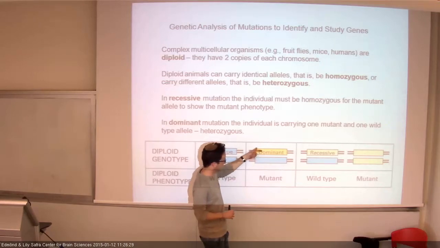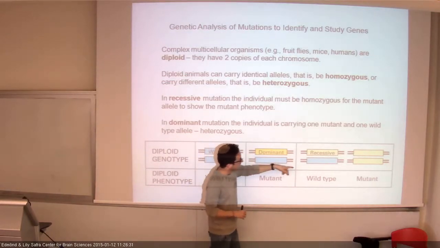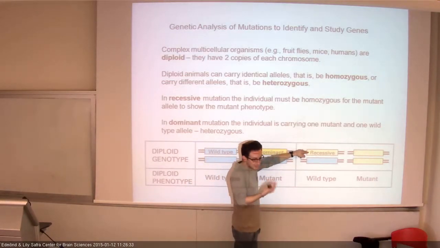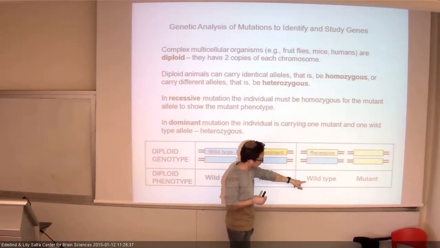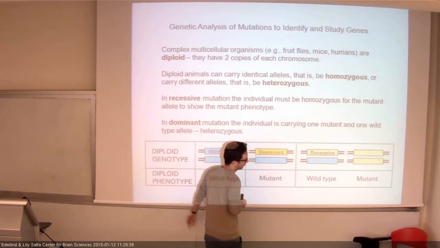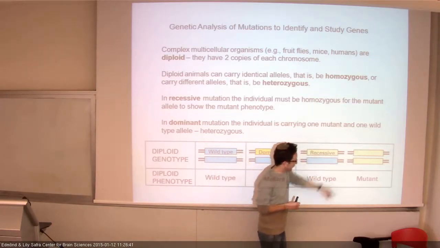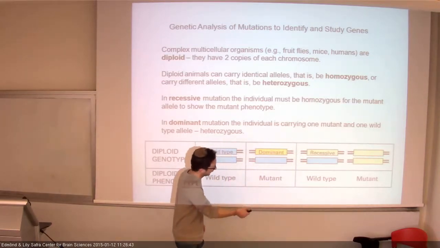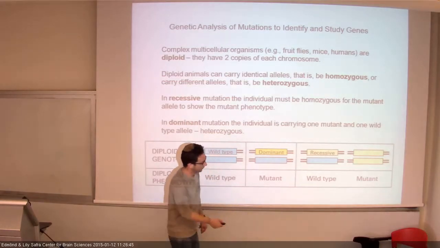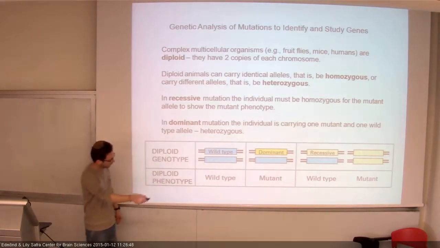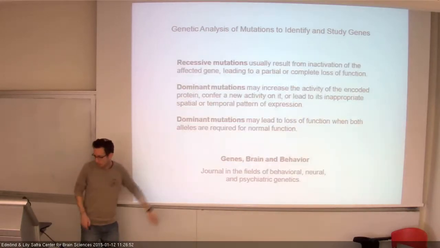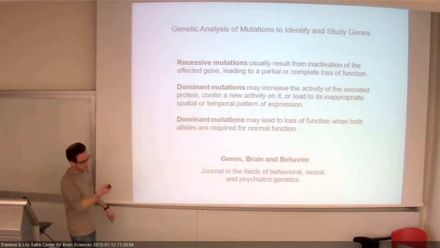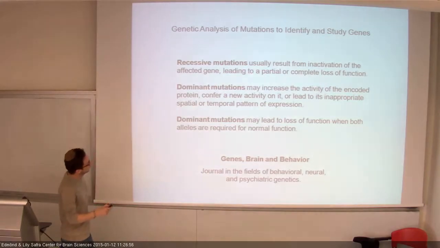Right, for the dominant mutation, it's enough to have a single copy. If you have a single copy of a recessive mutation, then the other copy sort of compensates for the first one, and you still have the wild-type phenotype. And if you have both recessive mutated alleles, there is nothing to compensate for the first one, so you have the mutated phenotype as well. Okay, so you need to recall this table.